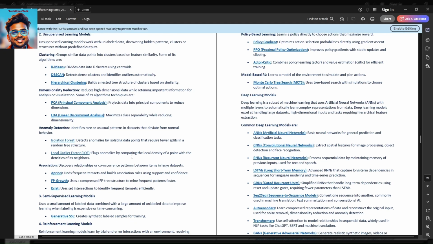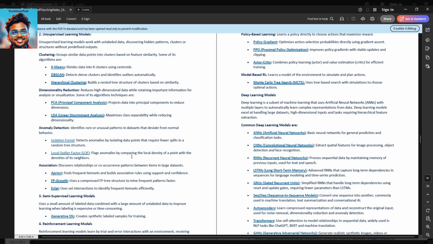Anomaly detection identifies rare or unusual patterns in datasets that deviate from normal behavior. Models like Isolation Forest detect anomalies by isolating data points that occur less frequently in the random tree structure. Local Outlier Factor (LOF) flags anomalies by comparing the local density of a point with the densities of its neighbors.